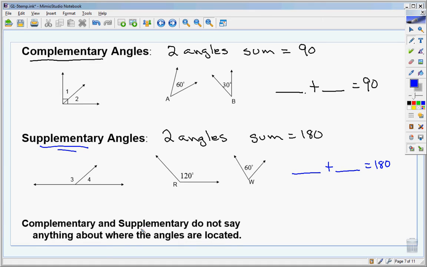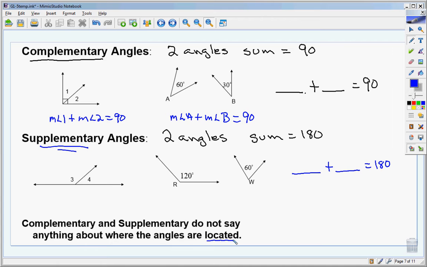Now, in the past, there's also been confusion about the fact some people think that complementary means that they have to be adjacent to each other, like they are in this picture. I can tell that the measure of angle 1 plus the measure of angle 2 equals 90 degrees because they've put that little mark there in the corner. So angle 1 and angle 2 are complementary. But the measure of angle A plus the measure of angle B still equals 90 degrees, doesn't it? So A and B are also what? Complementary. It has nothing to do with where they're located. It only has to do with what they're equal to.